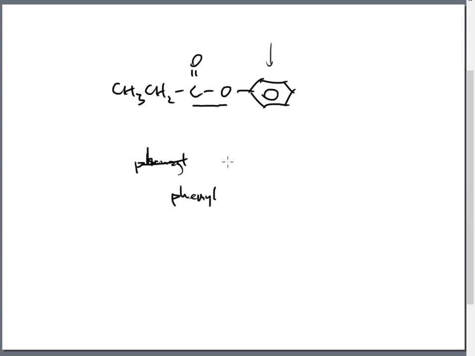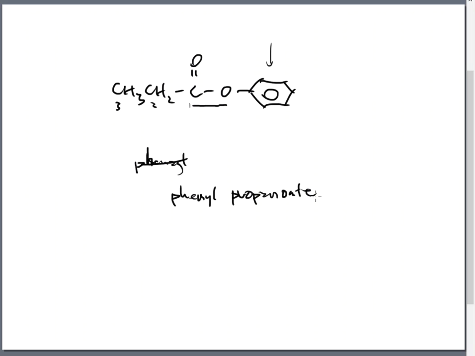Now on the other side, what do I have? Well, here's my carbonyl, so that's carbon 1, carbon 2, and carbon 3. So 3 carbons, what do we call a 3-carbon chain? We call it propane. However, I drop the E and I add -oate onto the end. So we're going to call this phenyl propanoate.